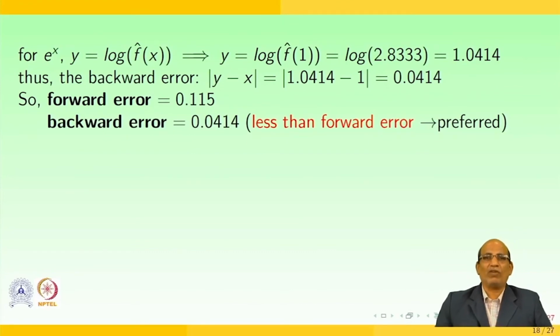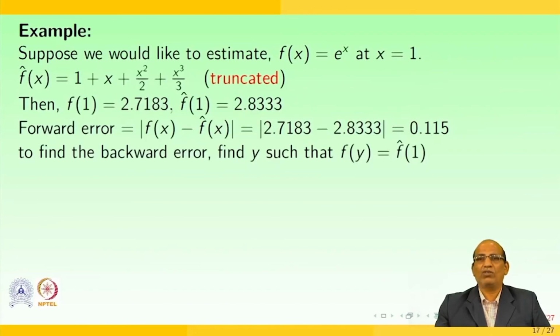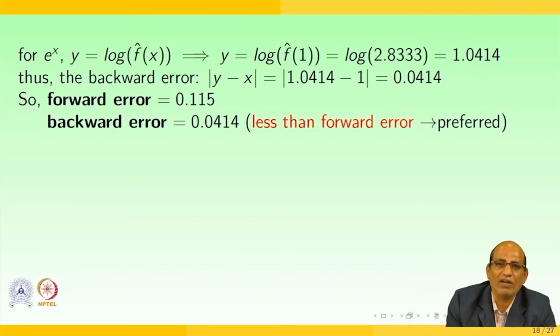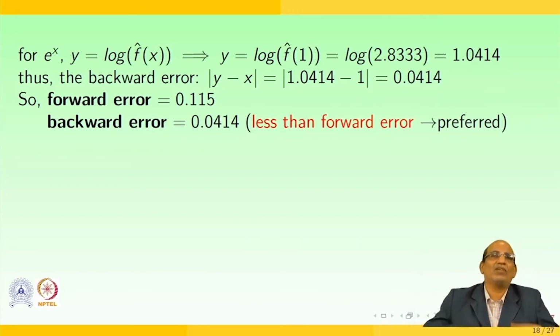Now for e power x, y is equal to log of f of x and y cap is equal to log of f cap of 1, which you can write after simplification as 1.0414. Because the backward error y minus x turns out to be 0.0414. So what is the forward error? Forward error is 0.115, and backward error is 0.0414. Backward error is very less. So forward error is 0.115 but backward is 0.0414. Less error is preferred. Since the error is becoming very small, we prefer the backward error. So the error is not from the solution, it is from the data of the points.